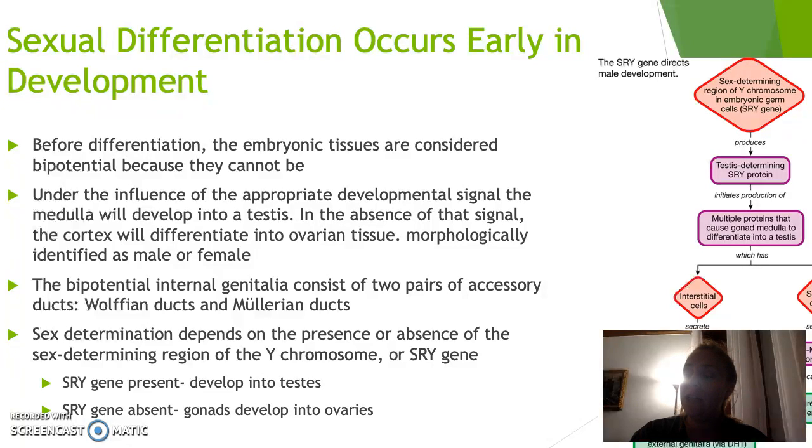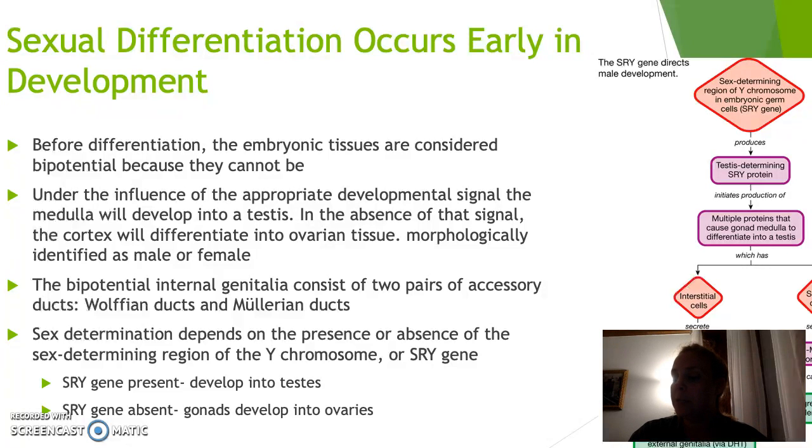The bipotential internal genitalia consist of two pairs of accessory ducts, the Wolffian, which are derived from the embryonic kidney, and the Mullerian ducts. As development proceeds along either male or female paths, one pair of ducts develops while the other degenerates. The bipotential external genitalia consist of the genital tubercle, urethral folds, urethral groove, and the labioscrotal swellings. These structures then differentiate into the male and female reproductive structures as their development progresses.